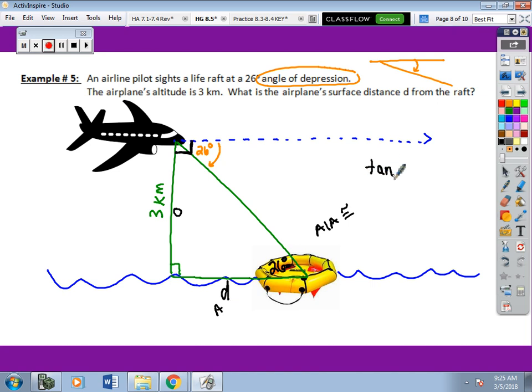All right, now trig function, we have opposite and adjacent. So we should be choosing our tangent, our TOA. So tangent of 26 equals 3 over d. And multiply by d on both sides. Divide by tan 26. Oh, actually this one I think I rounded to something different, but we could do nearest kilometer since we don't have a direction. 6.